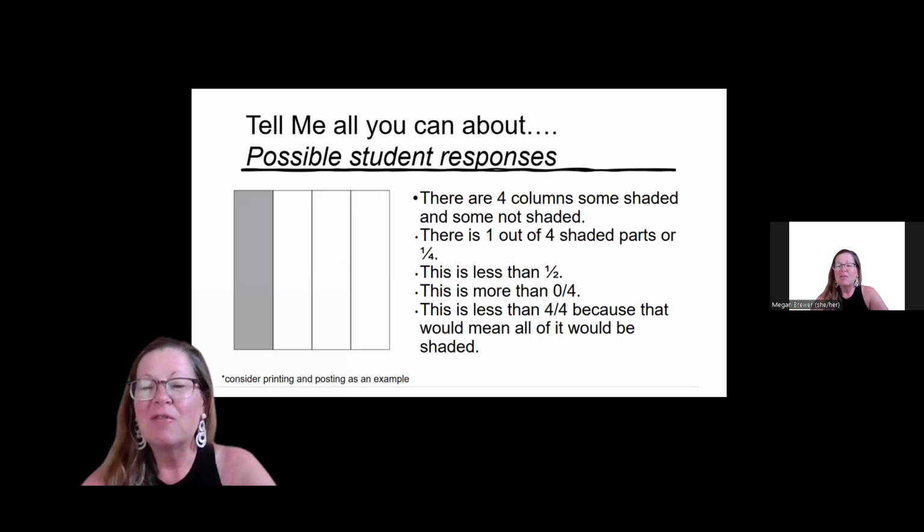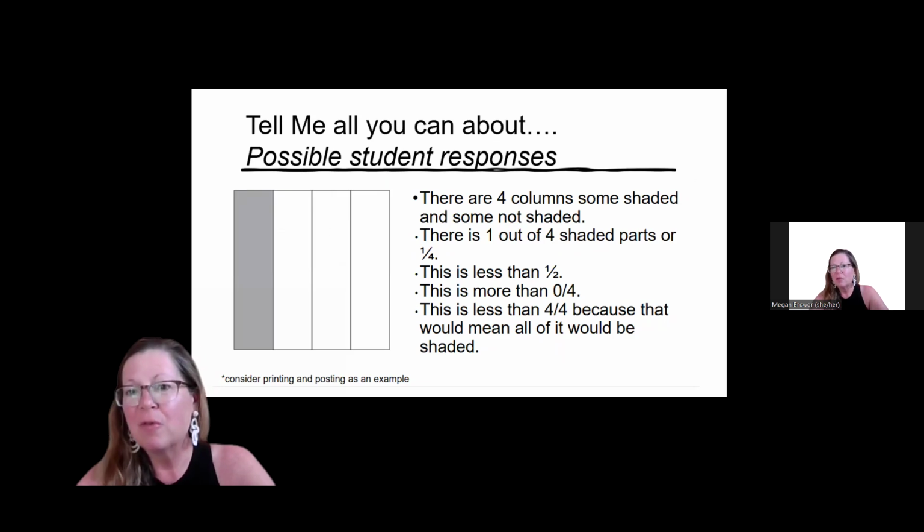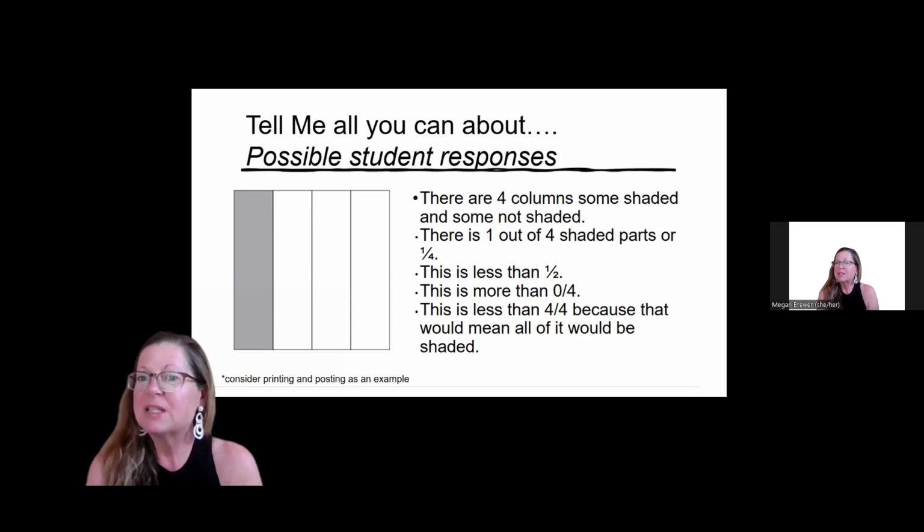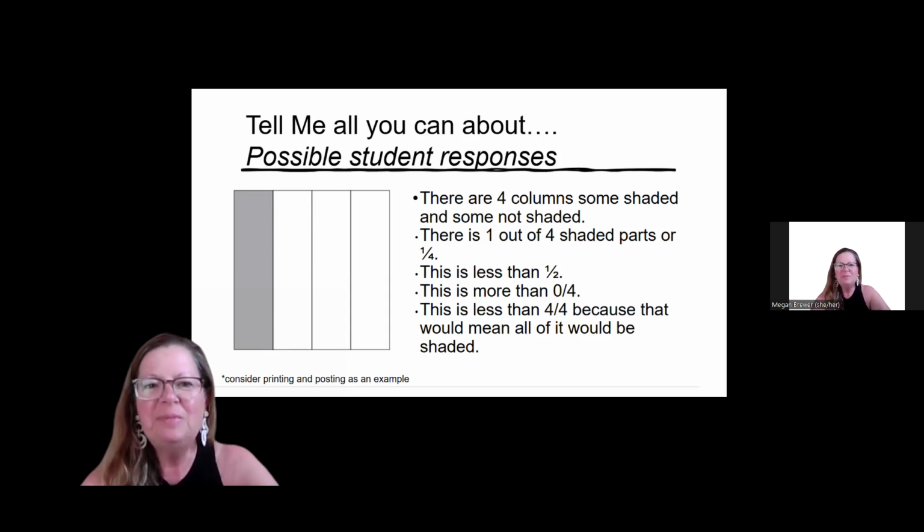Here's an example with a fraction model of possible student responses. There are 4 columns. Some are shaded and some are not. There is 1 out of 4 shaded parts, or 1/4. Okay, that was an example where the answer came up. Sometimes students are going to do that. We just accept it, but we say, tell me more.